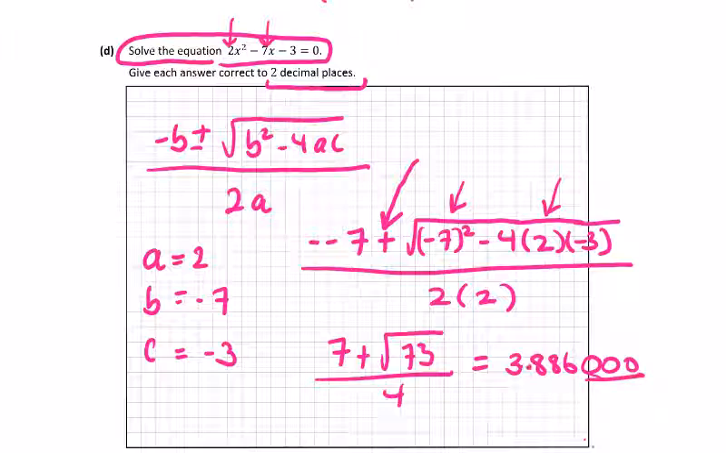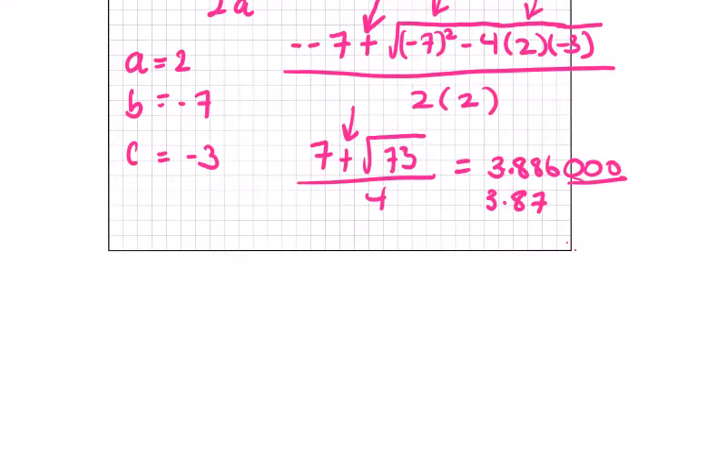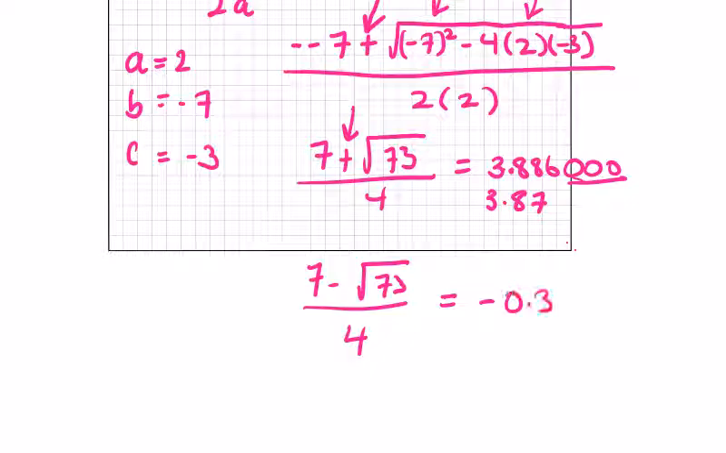So we're looking for 2 decimals. 3.87 for the positive. Then just go back and change this one to a minus. And we're going to get 7 minus, obviously, the square root of 73 over 4. And on a calculator, this gives minus 0.386. Corrected to 2 decimal places will be minus 0.39.